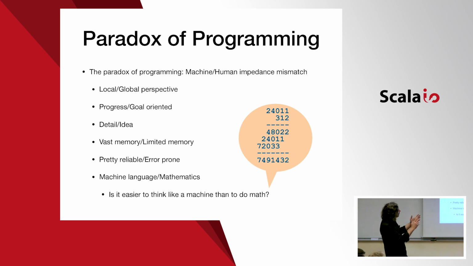So here I match things that we are good at versus what the computers are good at. Computers have very local thinking, right? They look at the next instruction. They don't have this global perspective that the humans have, right?